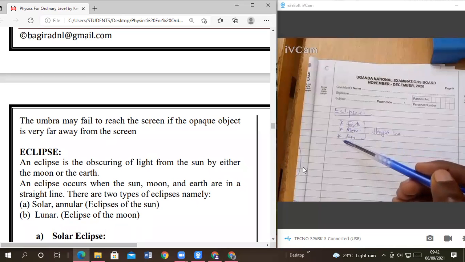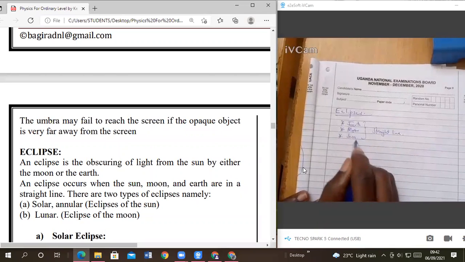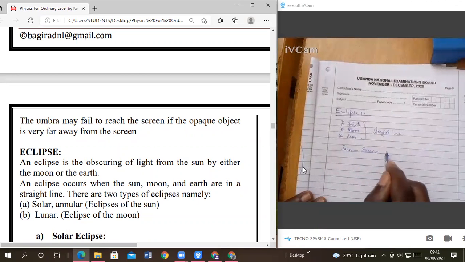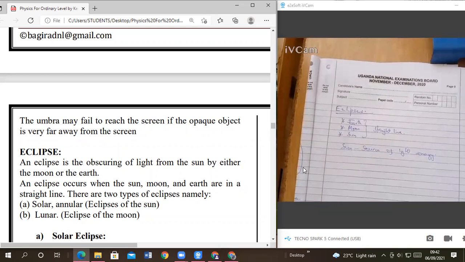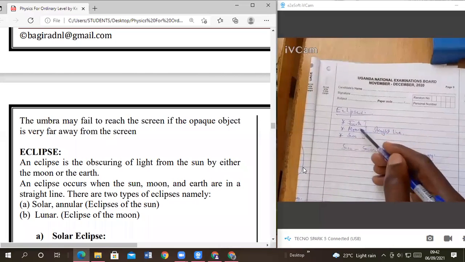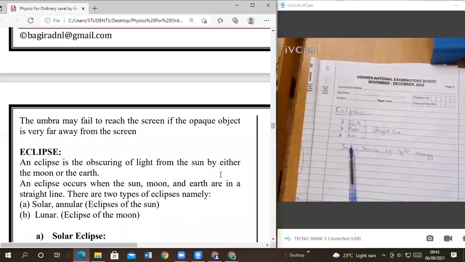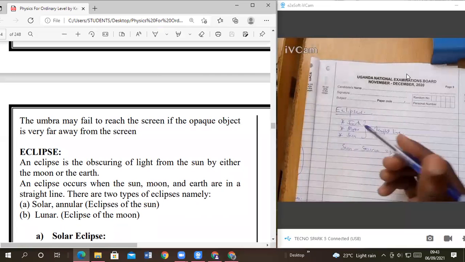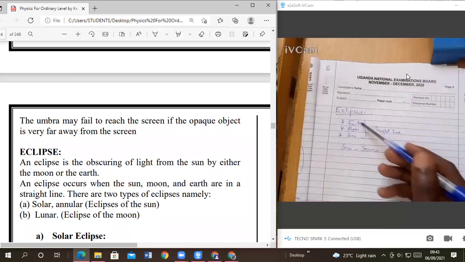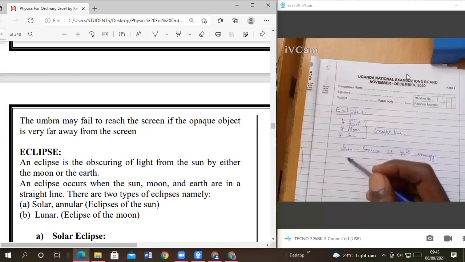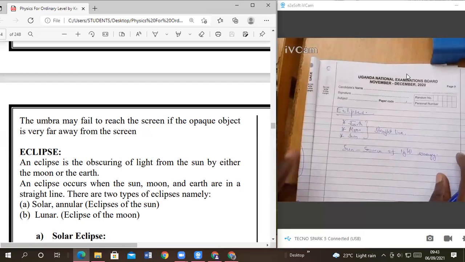So the sun in this case is going to be the source of light energy. We can use the moon and the sun and the object interchangeably, where at times we put the moon in the middle, at times we put the sun in the middle, and that determines the types of eclipse which is going to be formed.